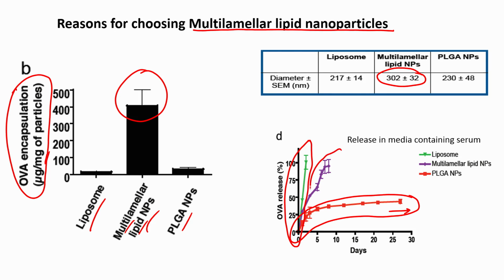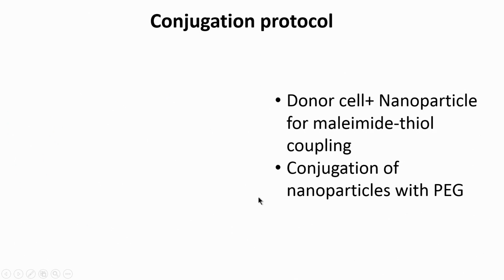However, the multilamellar vesicles are able to give them release up to a week, which is what they were targeting in this particular application. So, combined with this and this, they decided to go with multilamellar lipid nanoparticles. And so, what was the conjugation protocol for the cell?